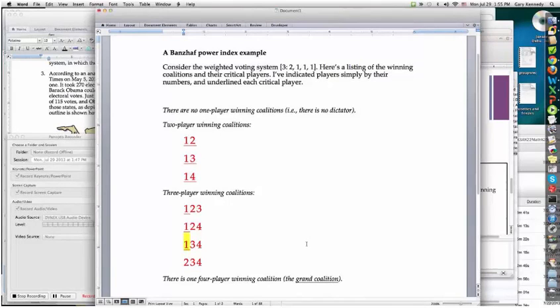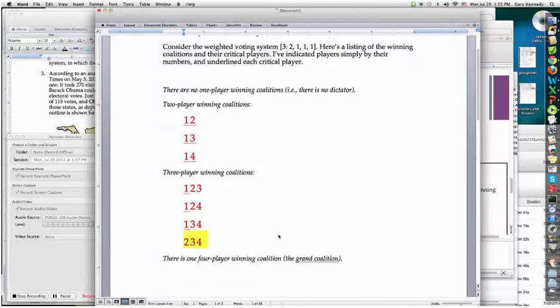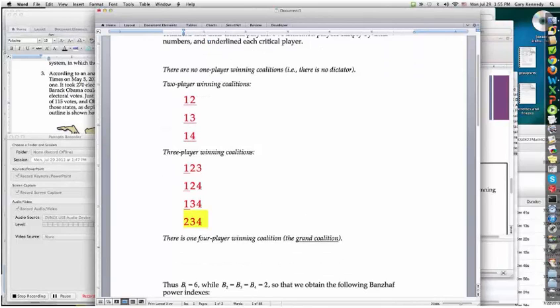And then finally we come to this coalition consisting of players 2, 3, and 4. If we leave out any one of those players, we have a 2-player coalition that does not include player 1, and none of those are winning coalitions. That tells us that every one of these players is critical, so every one of them should be underlined. So I've underlined 2 and 3 and 4.